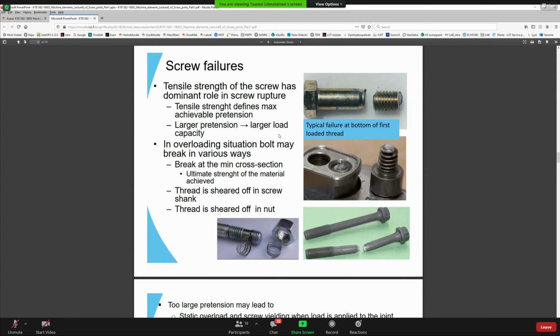When the screw fails or breaks, it can happen in various ways. It can break at the minimum cross section, like here in the picture. This is also the location of the first loaded thread. In the bolt shank the diameter is bigger, so of course it doesn't break there. It breaks at the location of the smallest diameter. Or we can have a situation where the thread is sheared off in the screw shank, like here. So the thread has been sheared off from the bolt. Or the thread can be sheared off from the nut, like in this case.